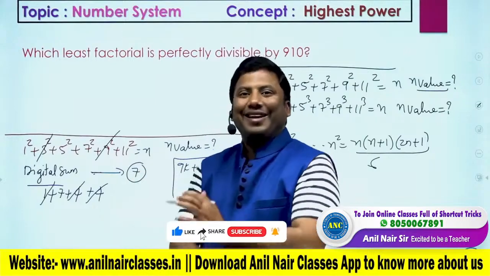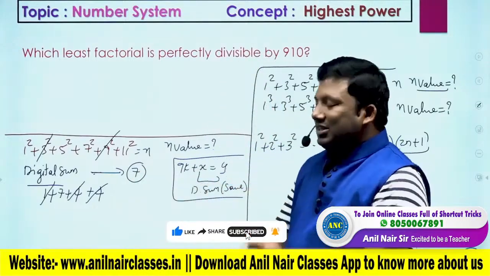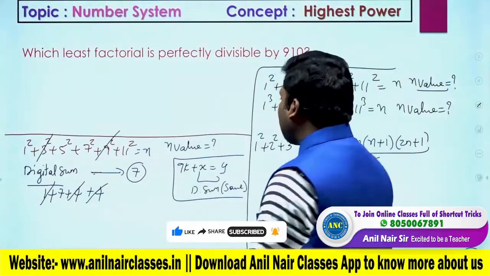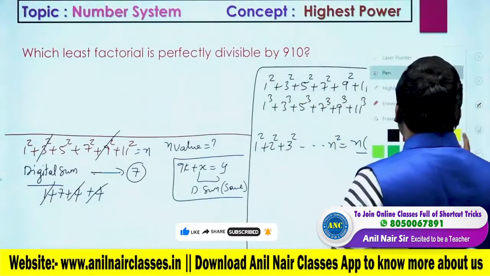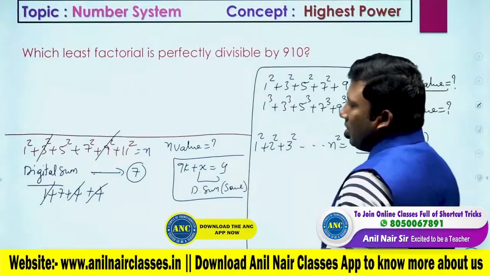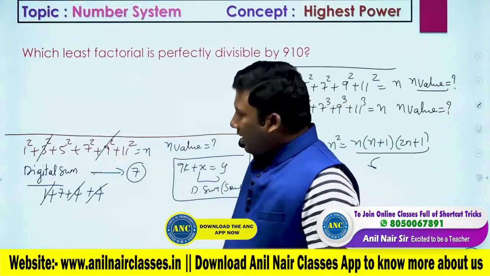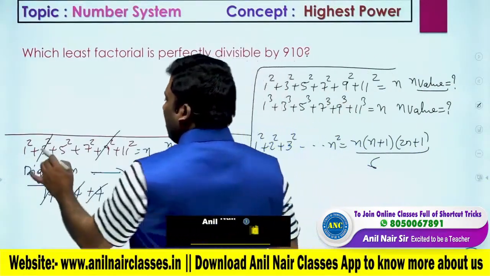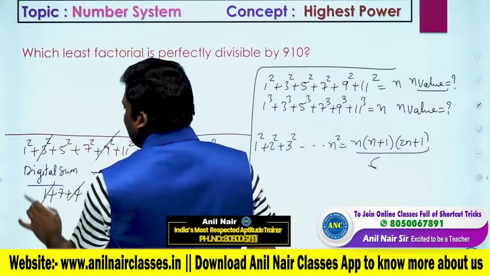I hope the idea is clear. Answer digital sum should be 7. The second thing is, 1 square is an odd number.